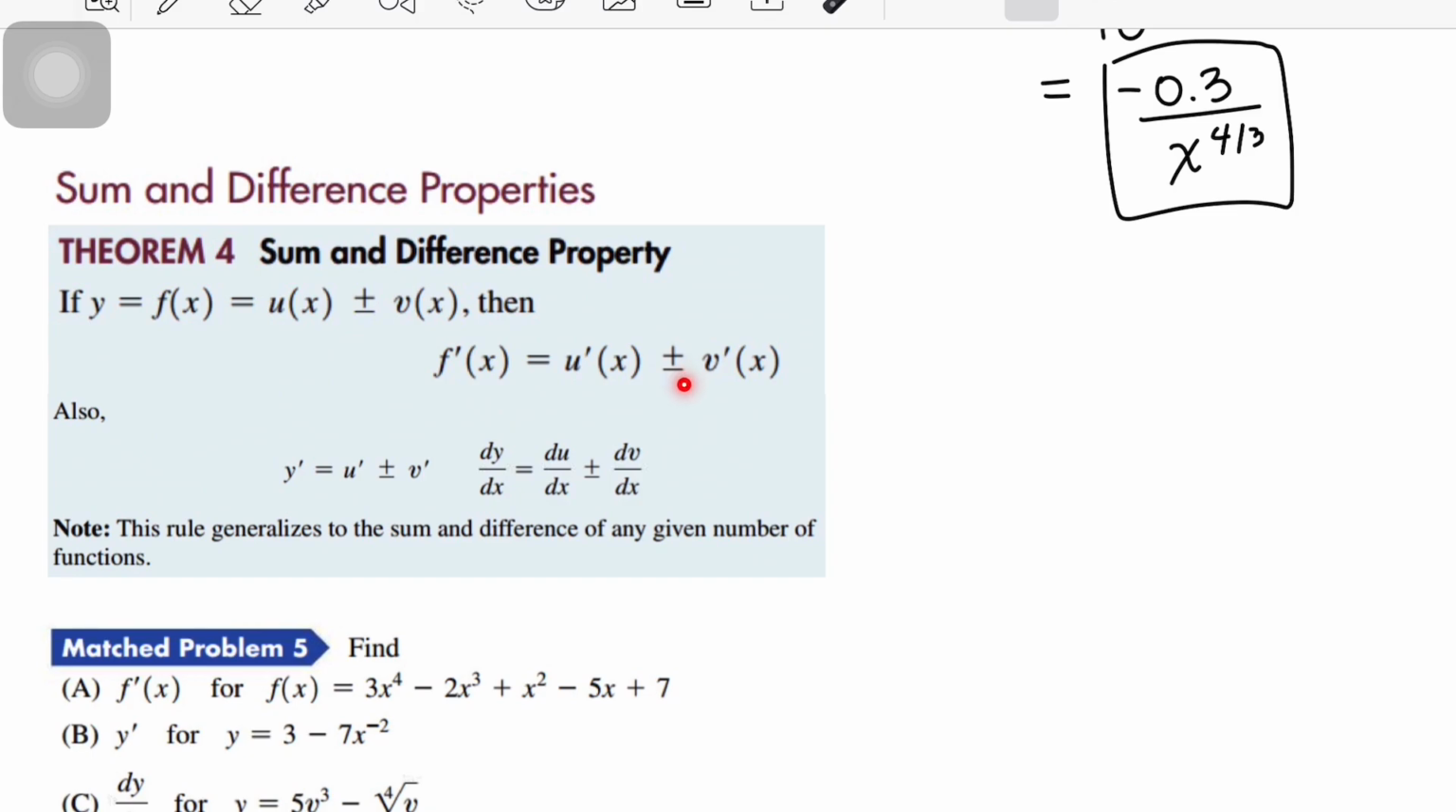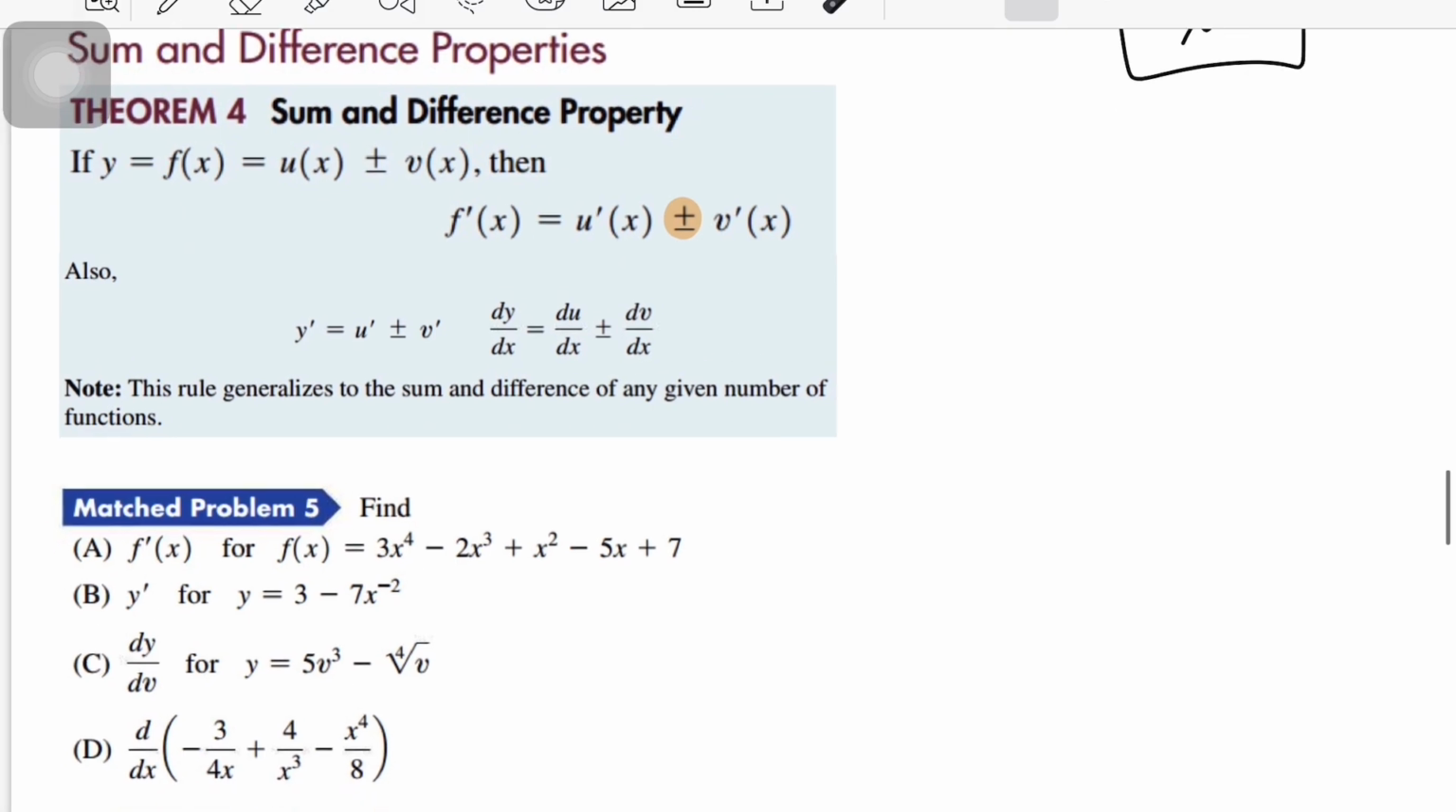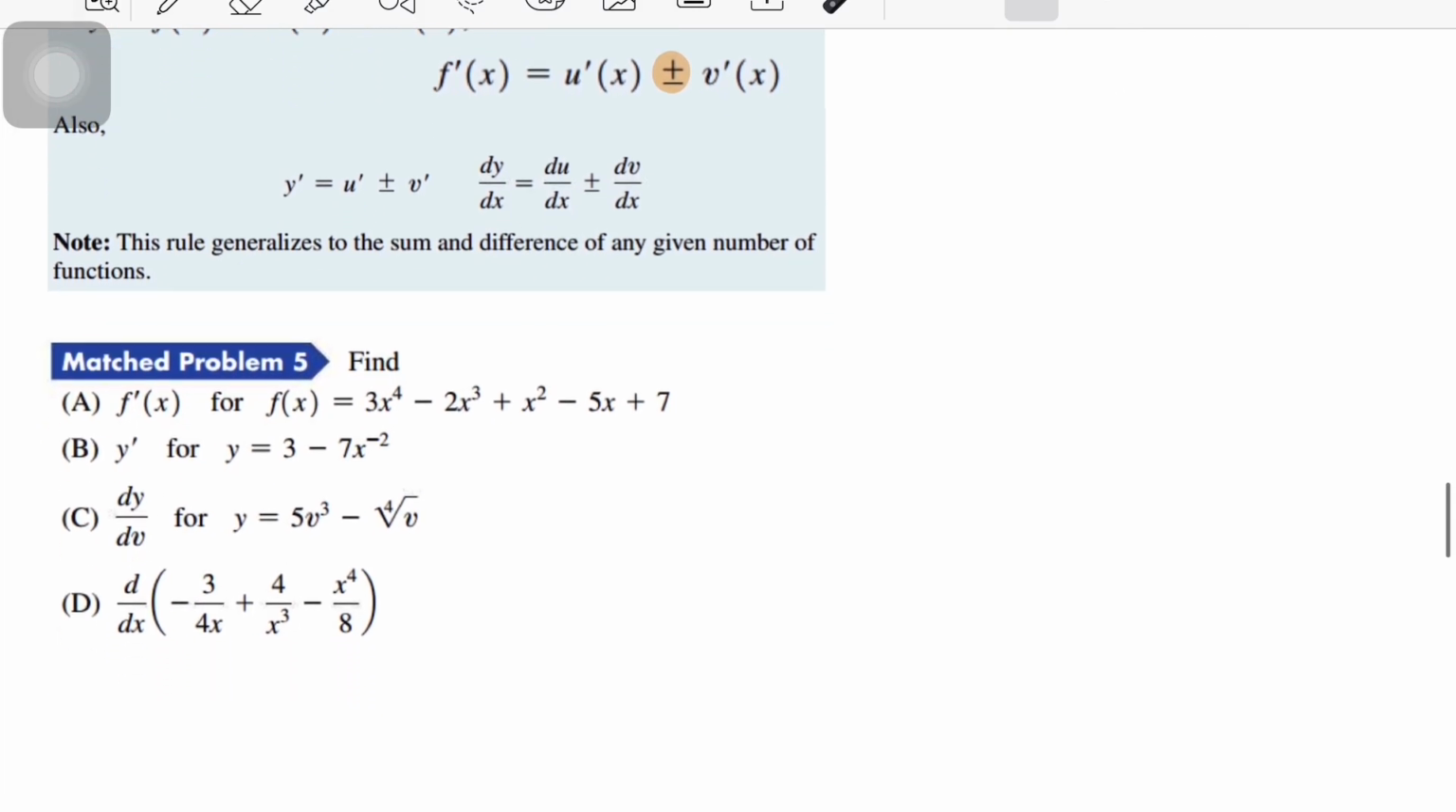I know that was a little bit of a mouthful, but doing the same process, we can also see that the derivative of the difference of two differentiable functions is going to be the difference of the derivatives of the functions. And so that's all that means here, this plus or minus. We're saying this is the case if we were to add two functions or subtract them. And then again, we have our different notations here.